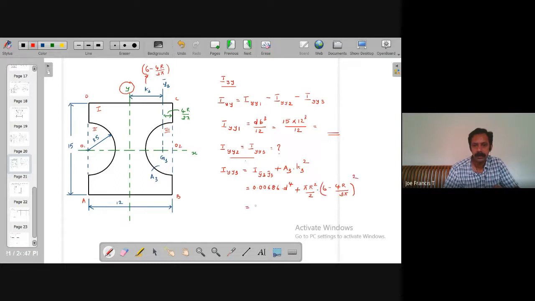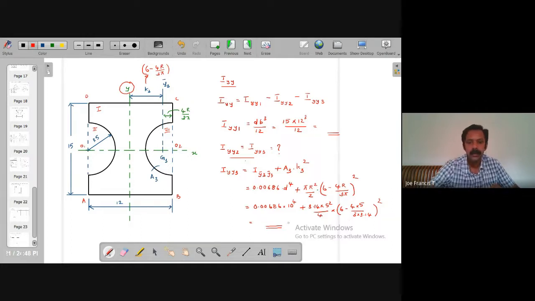Substitute the values here. So 0.00686 into d raised to 4, d is 10, so into 10 raised to 4, plus pi is 3.14 into r squared, which is 5 squared by 2, into 6 minus 4 into r, r is 5, 4 into 5 by 3 into 3.14, the whole square. So we get a value for Iyy3.